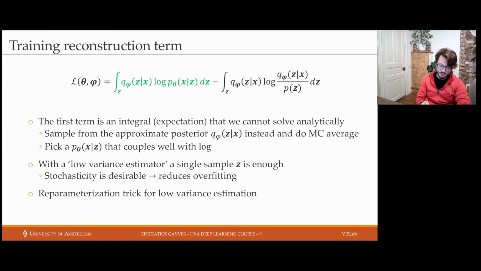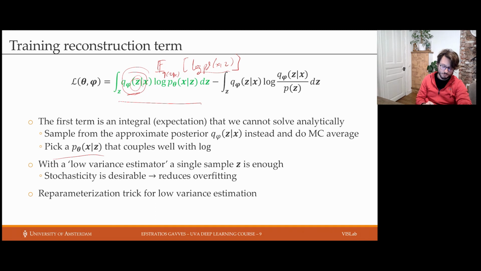Training the reconstruction term means trying to optimize this first integral, which is an expectation and more often than not cannot be solved analytically. So in that case, we use our approximate posterior as our density function. We sample from this Q, so we sample a latent code Z, and then using this latent code Z, I'm creating a generation. Then I'm measuring how much this generation looks like real data. Basically, for Gaussian variables, this looks a lot like a Euclidean loss function in the end, if you do all the math.